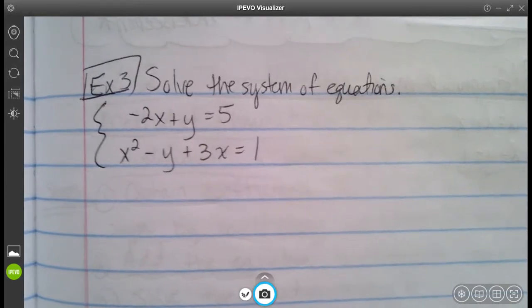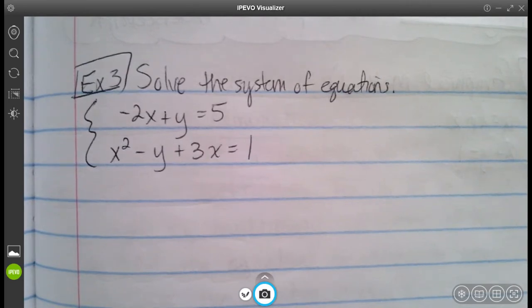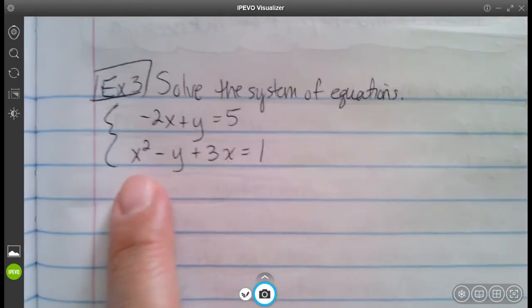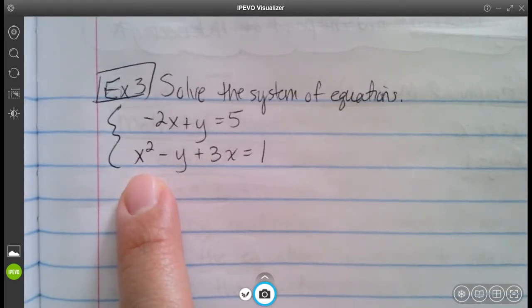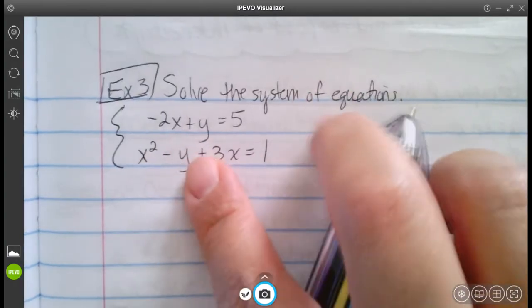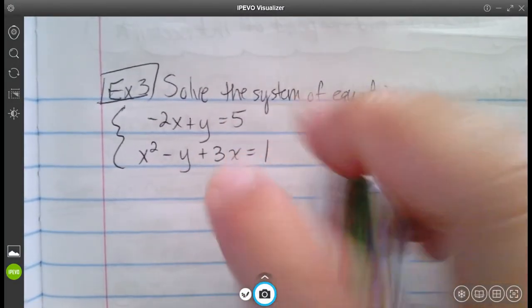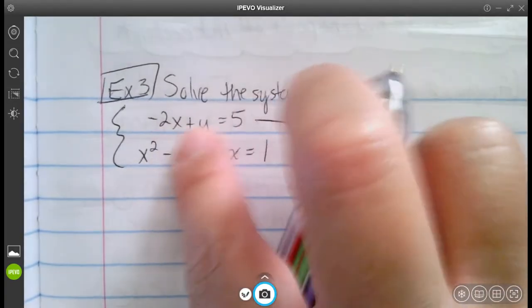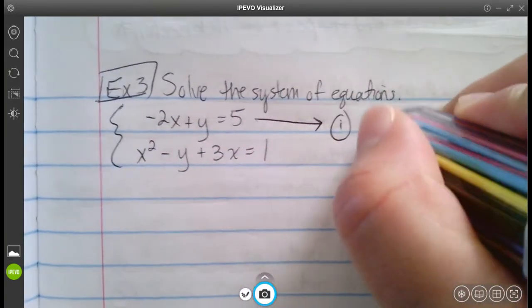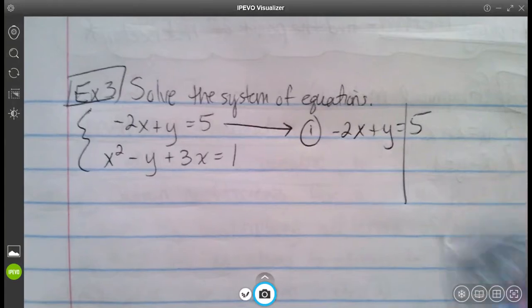So we have solve a system of equations, and this one's not as simple as the other one. Sorry, I'm not moving the thing a lot here. We have another example, and this one includes a quadratic. So this is one of those nonlinear systems that I was talking about earlier. We're going to do the same steps. Step number one is still to solve one of these for one variable. I'm going to choose this one again because it looks easier to deal with. So negative 2x plus y equals 5. I'm going to solve for y.